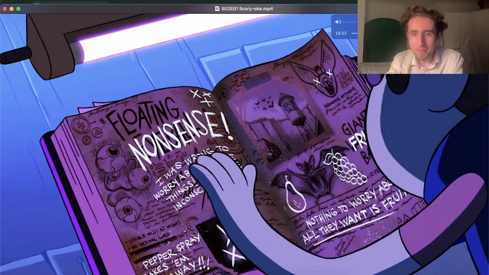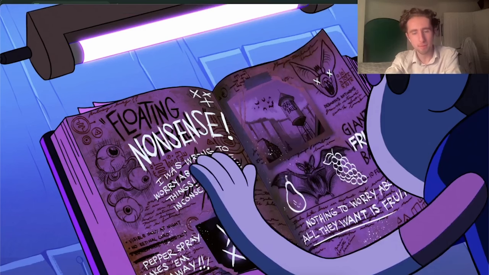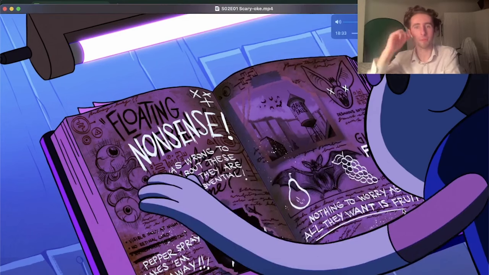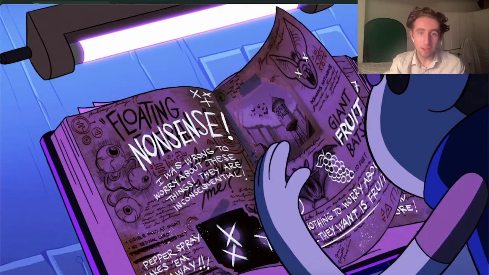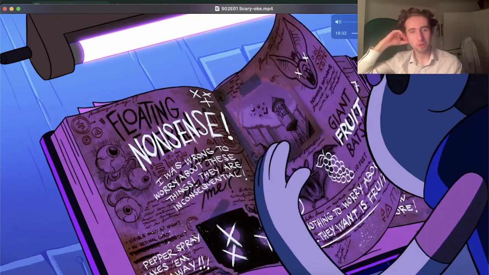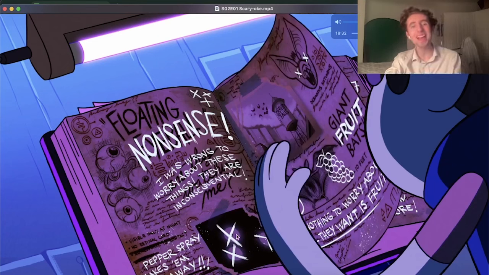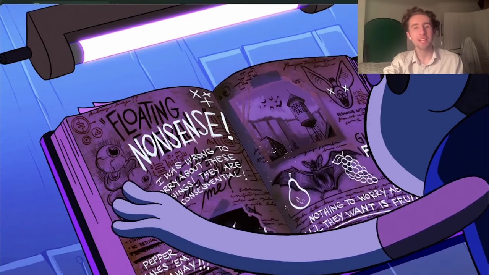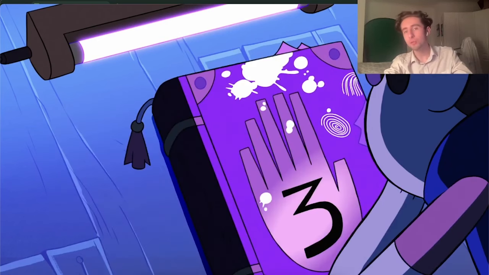So "giant vampire bites" is actually giant fruit bats. Did I say vampire bites? I meant vampire bats. "Nothing to worry about. All they want is fruit." So that's good to know, that if we ever see the bats again, all you need to do is give them fruit. "Floating eyeball. Floating nonsense. I was wrong to worry about these things. They are inconsequential, okay? Pepper spray makes them go away." Amazing. So I really like that it's going into each of the monsters, and it's going into how you combat them. I think that's really interesting and really cool.